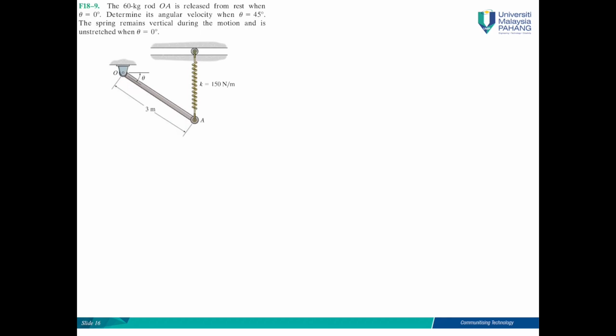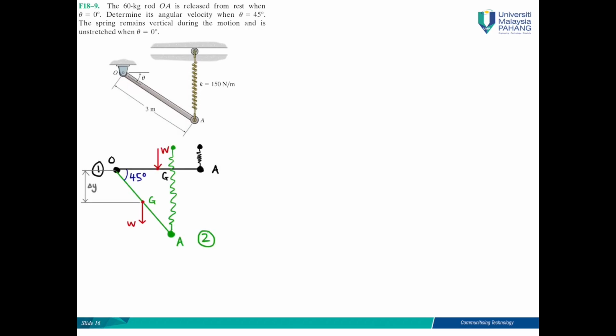So first we need to draw the free body diagram and the position of both initial and final of the rod. So this should be the initial position, the black color. You see here I wrote number 1 here. It means that this is the initial position of the rod. And after it is released from rest, due to the weight the rod has traveled down. So basically, this is the direction of travel. So it goes into position number 2.